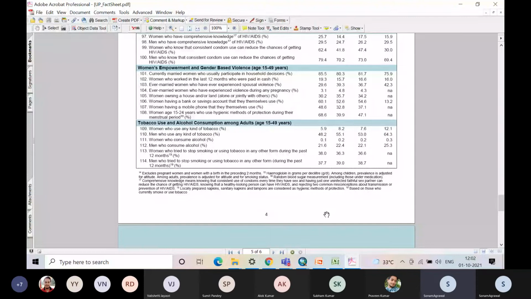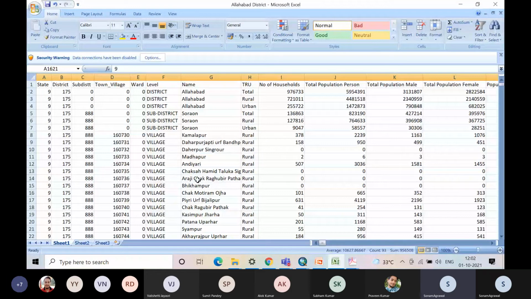Another thing was census data. I will give you the example of census data. If you go to the Census of India website, any one of you can download the data of your study area. Like this one is the data of Allahabad. Now, if you see this data set, the starting columns, state, district, sub-district, town, village, they are giving the code of that location. Every village has a unique code. When we take the census data, the Census of India gives a unique code to every village of the country.